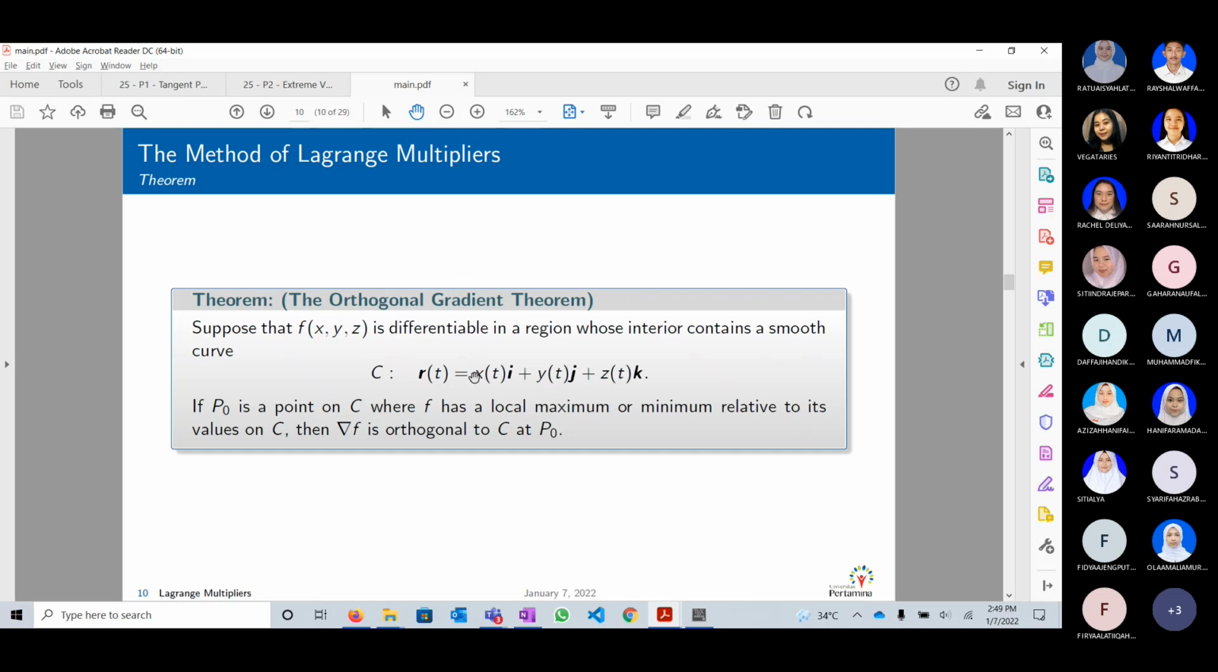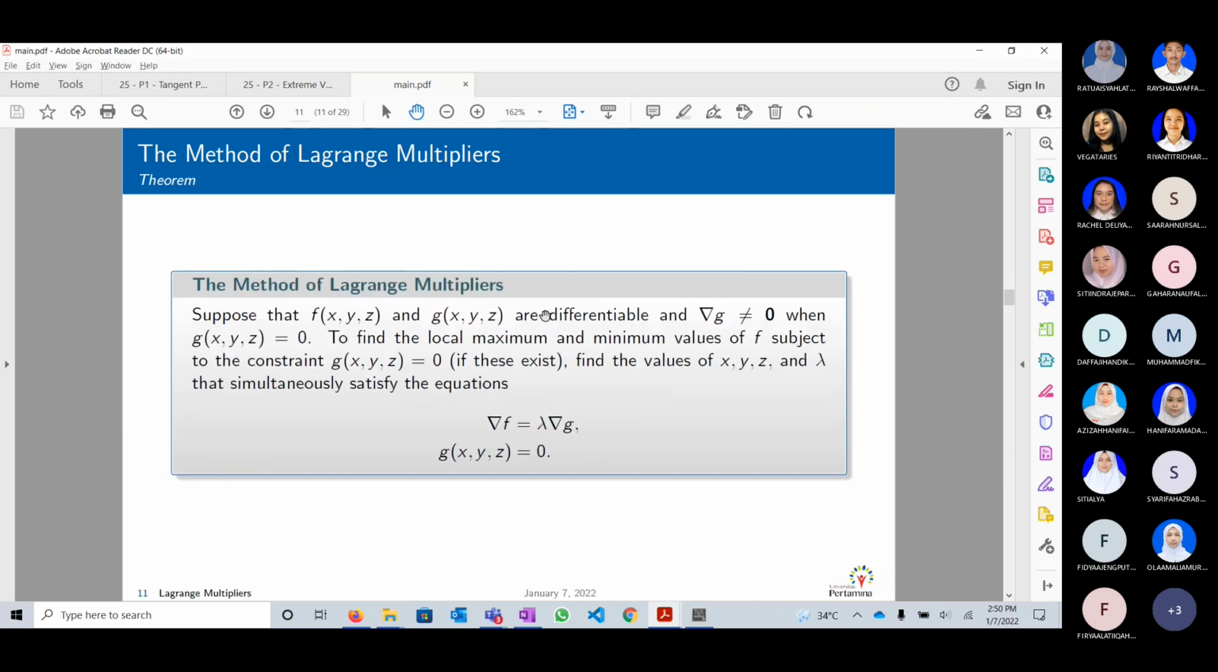And this is the theorem, ya. The orthogonal gradient theorem. Suppose that f is differentiable in a region whose interior contains a smooth curve C. This is the smooth curve. And if P0 is a point on this curve C where f has local maximum or minimum relative to its values on C, then grad f is orthogonal to C at P0. Well, ini hanya teorema yang kalian cukup tahu, tidak perlu dipahami. This is what you need to understand.